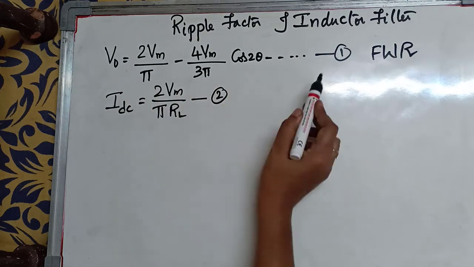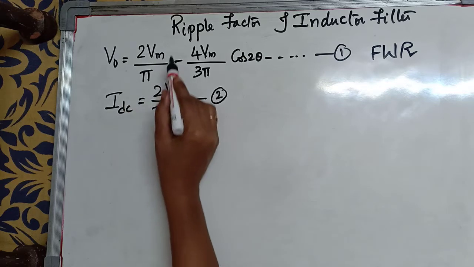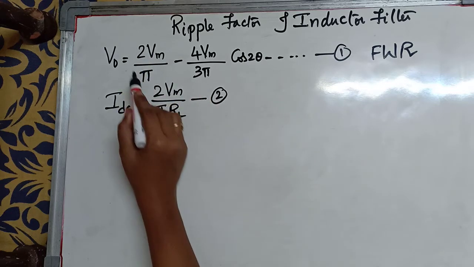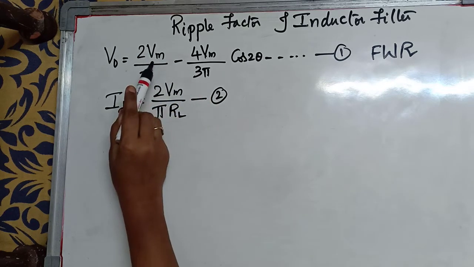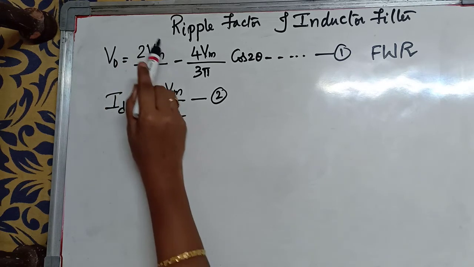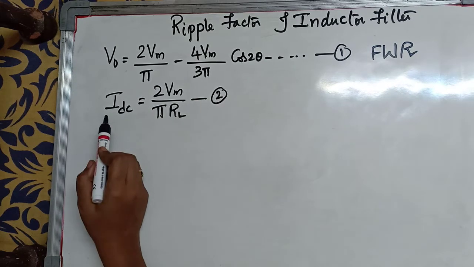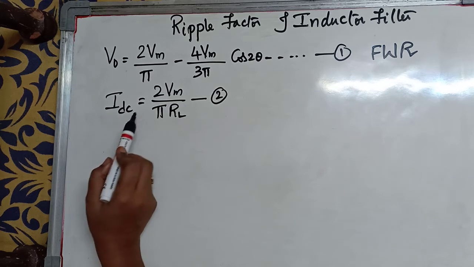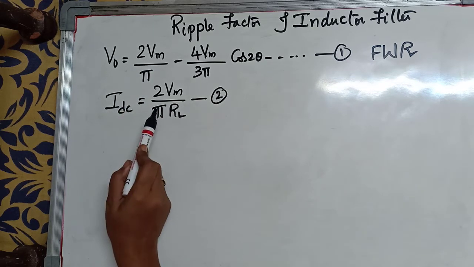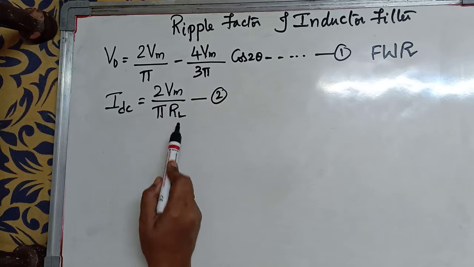Now from the above equation I can write the DC component. This is the DC component as it has no variables, that is, Vm is constant, pi is constant, so therefore I can say that this is the DC component. This first term represents the DC component. So if I want to write this term in terms of current, I can write IDC is equal to V divided by R, so therefore I write it as 2 Vm by pi RL.